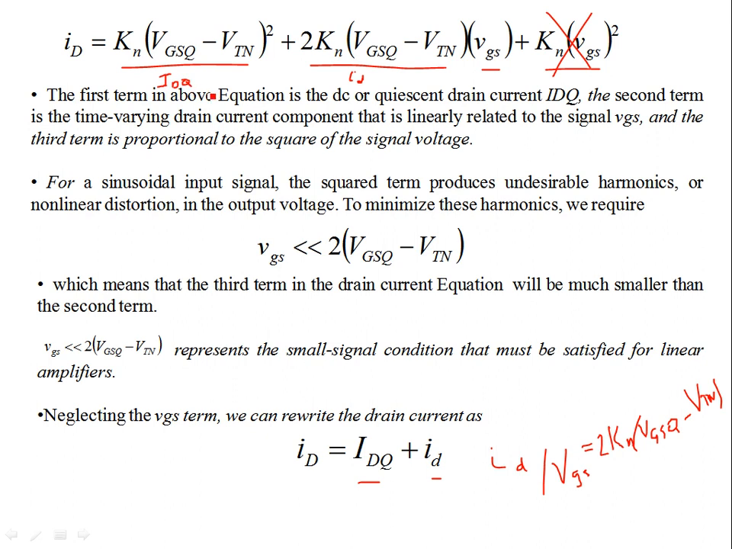If you have to express this in terms of the DC part of the drain current, you can write this as twice the square root of IDQ Kn, because there's a Kn over here as well. You can write this as twice the square root of Kn IDQ. It's the same thing. So that's your transconductance gain, and that's what we are using. It is still in amps per volt.